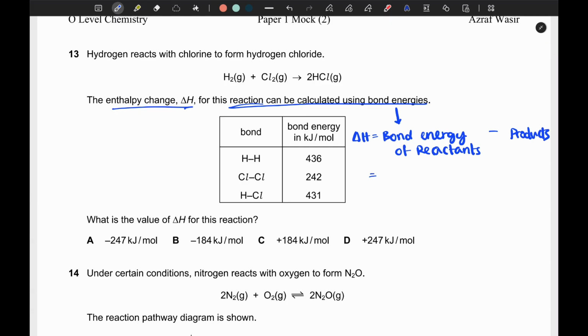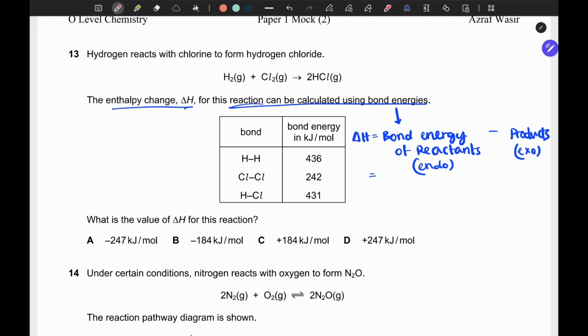Now, why is this the case? Because we want to break the bonds of the reactants. So that's the endothermic part. And then when the products form the bonds, energy is released. So that's the exothermic part. So this is the endo, and this would be the exo.